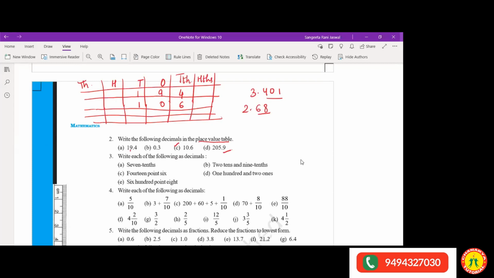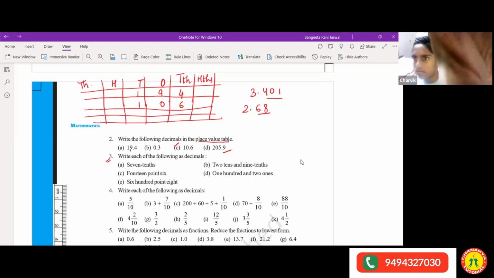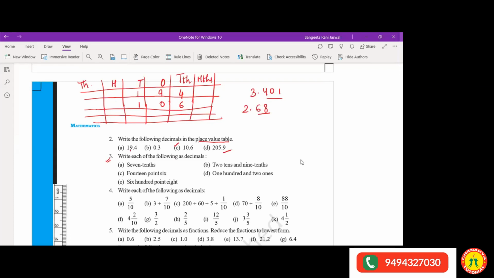Okay, let's see. Now see question number 3. Write each of the following as decimals. Now how will you write 7/10? Let me solve. So 7 is at the tenth place, right?